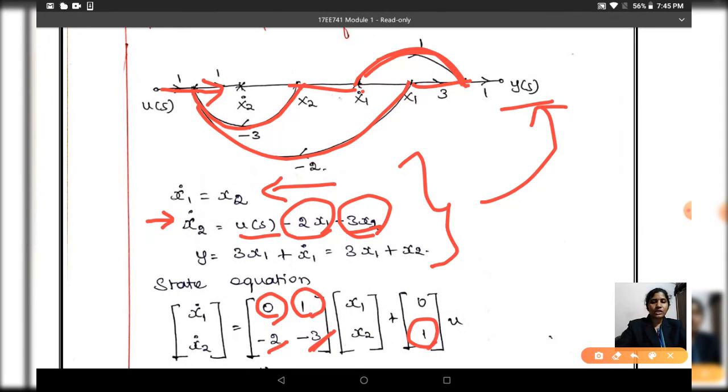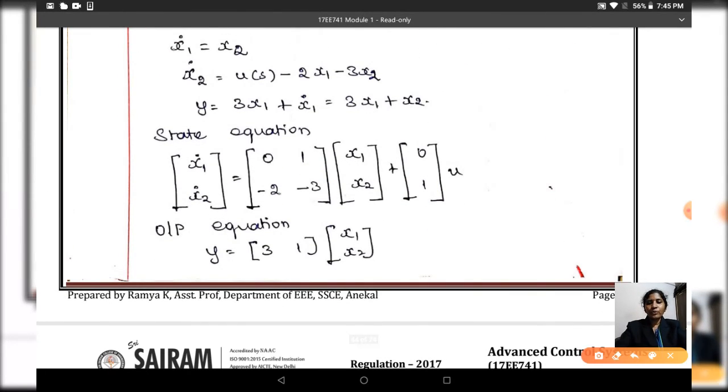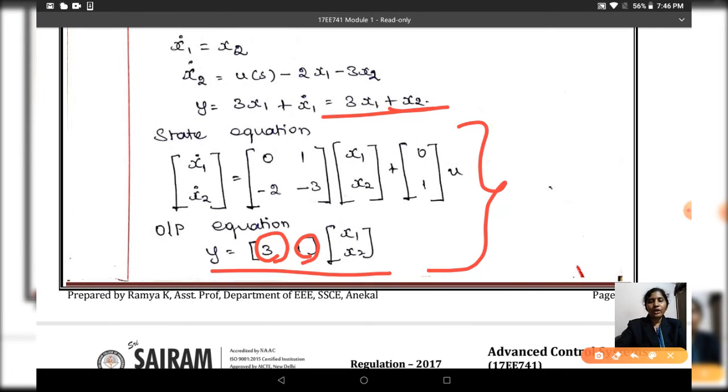That is, the state equation is nothing but A x of t plus B u of t. After writing the state equation, we need to write the output equation. Here the output equation has both the x1 coefficient as well as your x2 coefficient. So your output equation y is equal to the coefficient of x1 in y and the coefficient of x2 in y. After writing, you will get the complete state model of your given system by means of the first companion form.